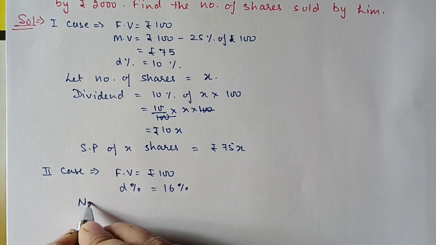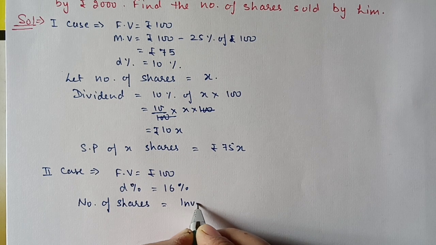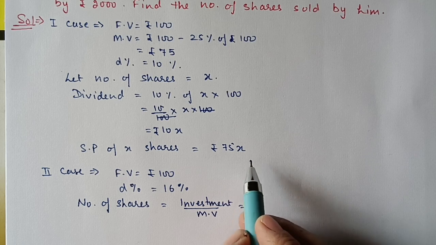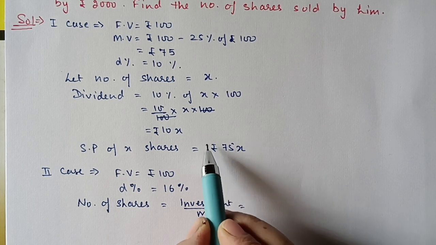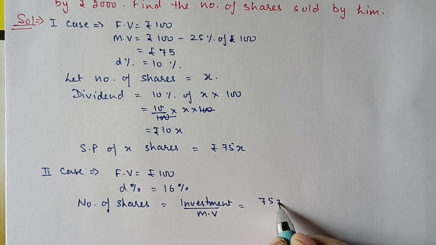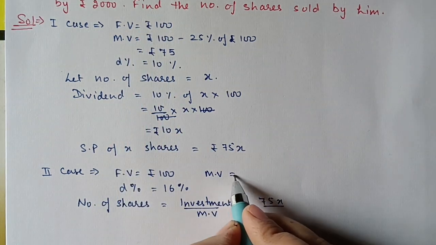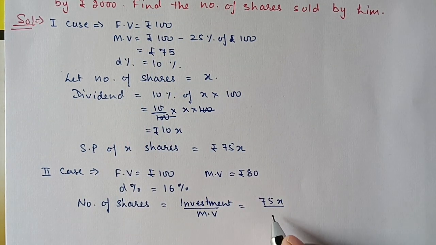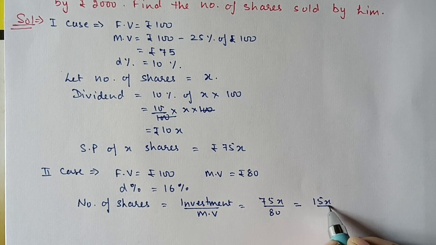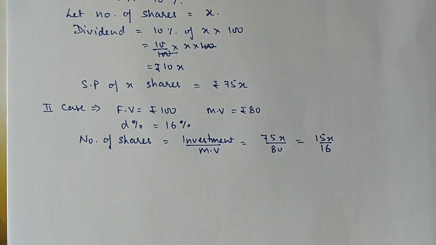Number of shares in this case will be investment upon market price. So the investment is whatever he got from selling the earlier shares, that is the investment 75x, and the market value is given as 80 rupees in the question. 75x upon 80. After cancellation with 5 table, we are getting 15x by 16. Now we will find out the dividend in this case.